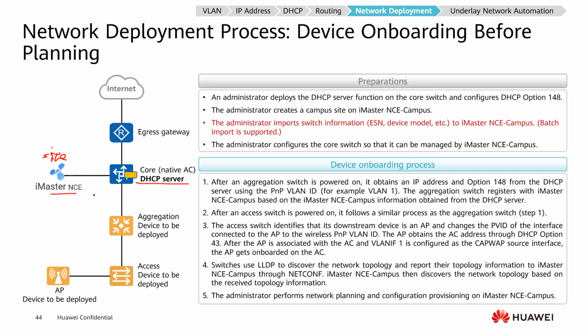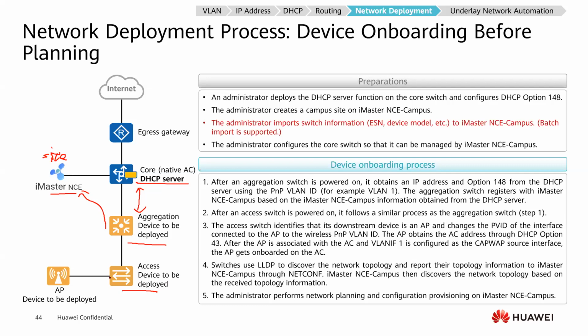controller first, and then when the aggregation device is powered on, it will get the DHCP option 148 information through the PNP VLAN, by default VLAN 1, from the DHCP server, and then it will register to the controller and go online, and the access devices go through the same way.